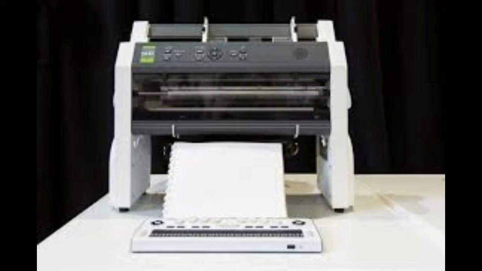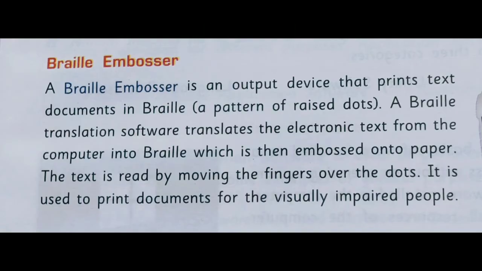The next one in your book is the Braille embosser. A Braille embosser is an output device that prints text documents in Braille, a pattern of raised dots. Braille translation software translates the electronic text from the computer into Braille, which is then embossed onto paper. The text is read by moving the fingers over the dots. It is used to print documents for visually impaired people.